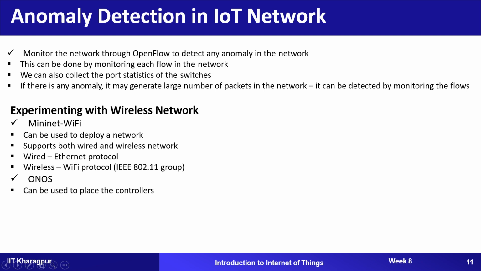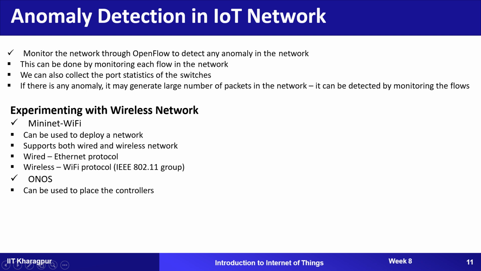Now experimenting with the wireless network. So Mininet Wi-Fi is there. It is software that can be used to deploy a network where SDN is integrated with your wireless network. It supports both wired and wireless network. So for wired, Ethernet protocol is used in this case, and for wireless, Wi-Fi is used.